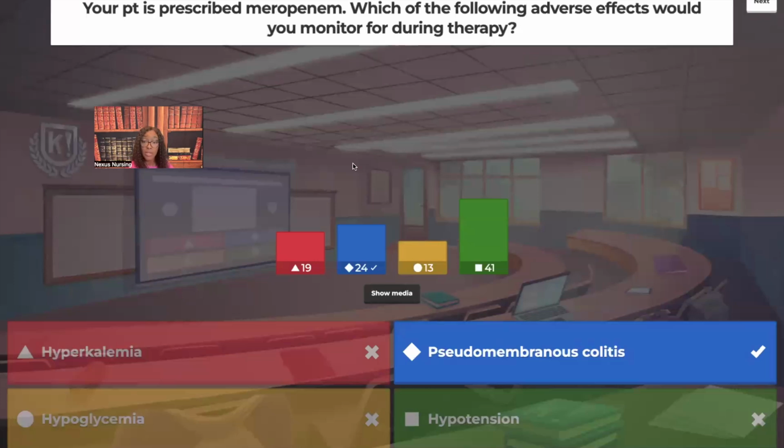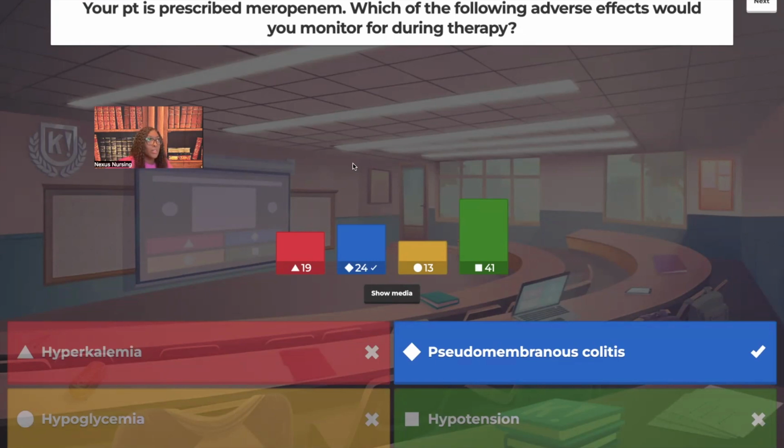Wow, most of you guys chose hypotension. No, the correct answer is pseudomembranous colitis. So first of all, let's talk about this drug, meropenem. This is a carbapenem, and a way to remember most of these drugs is they end in -enem, like meropenem. It's a carbapenem, okay? So pseudomembranous colitis, whenever you see that word pseudo, that means fake, right? Fake colitis of those membranes.